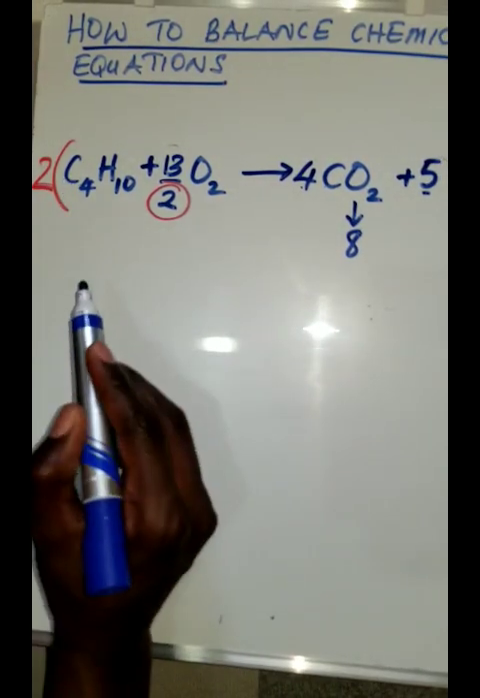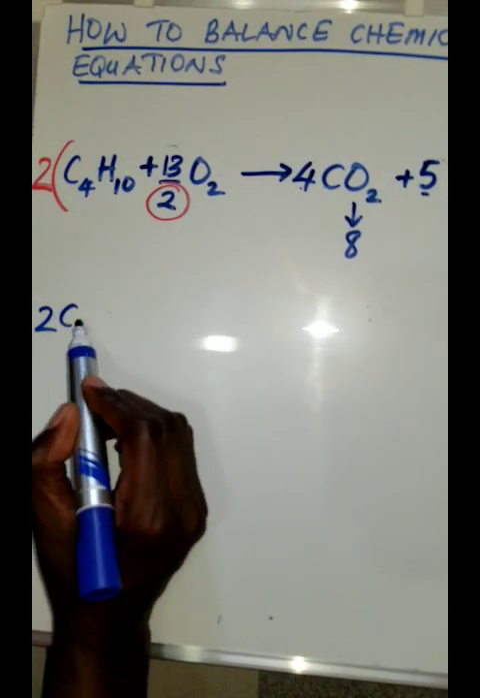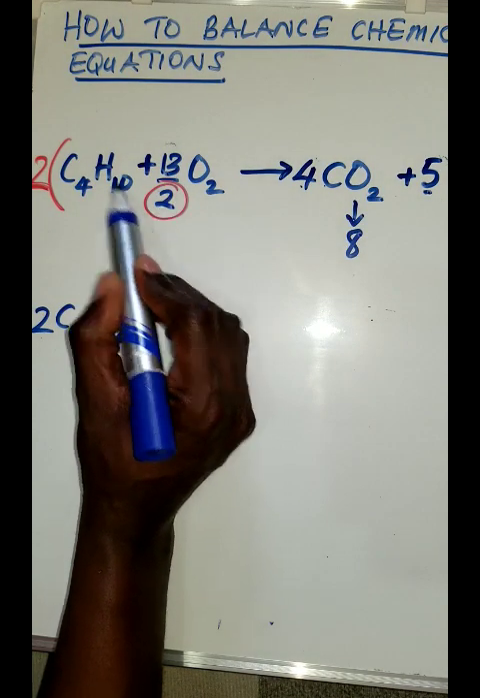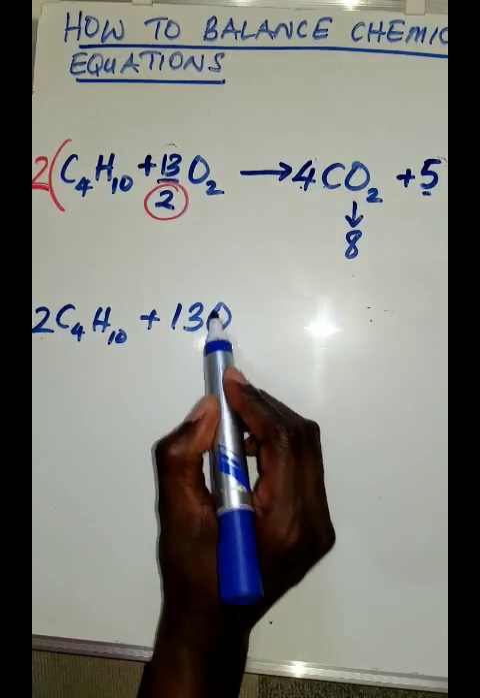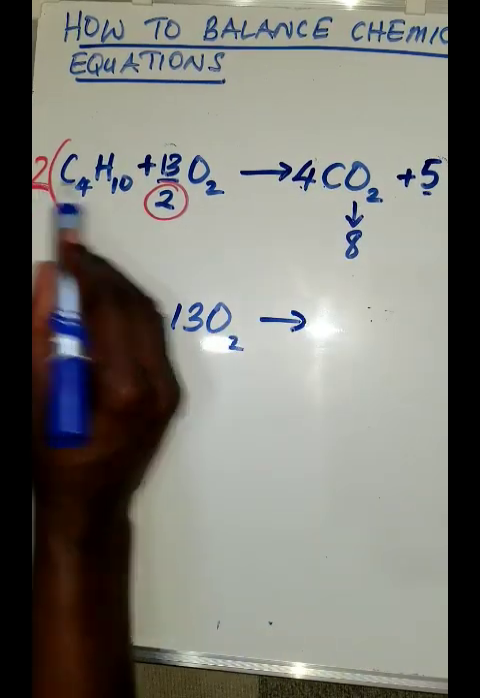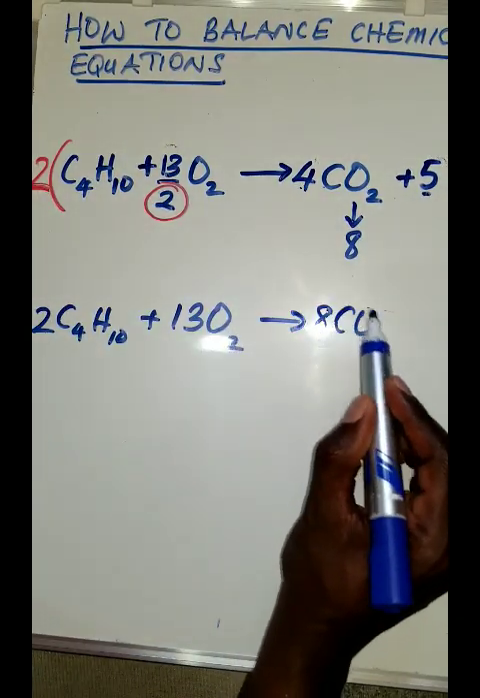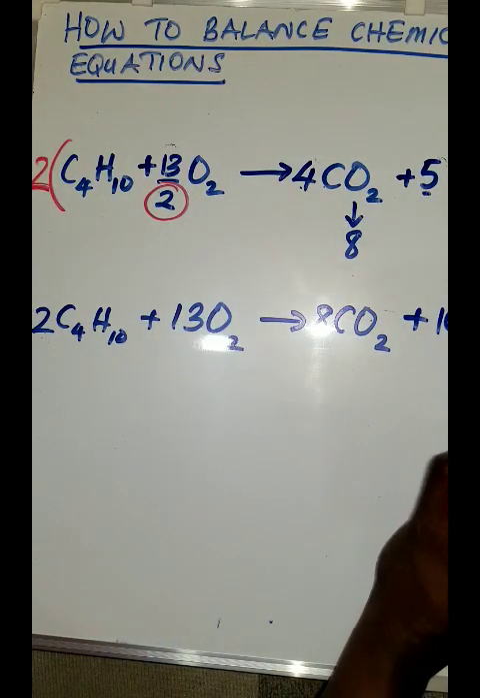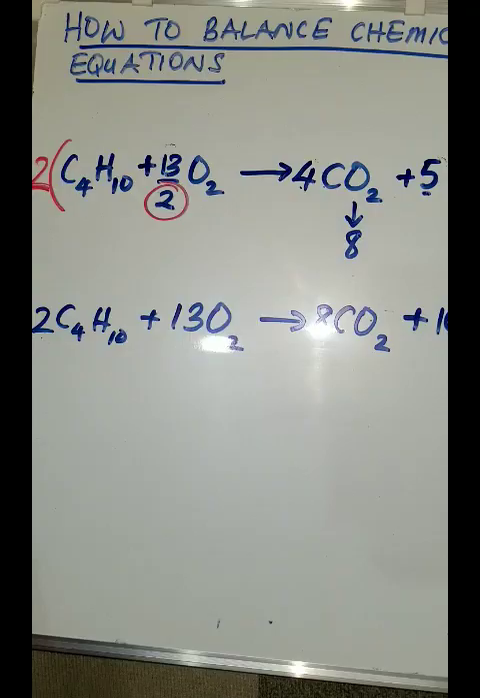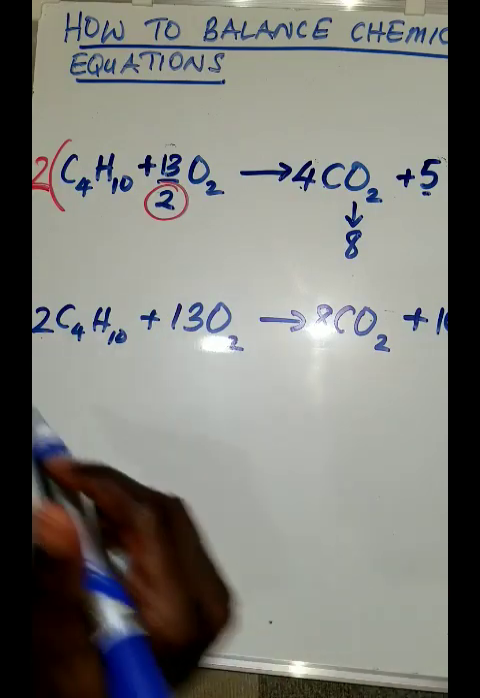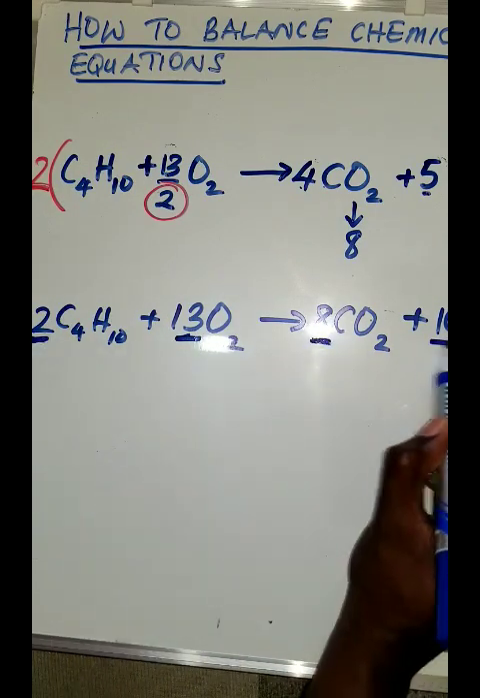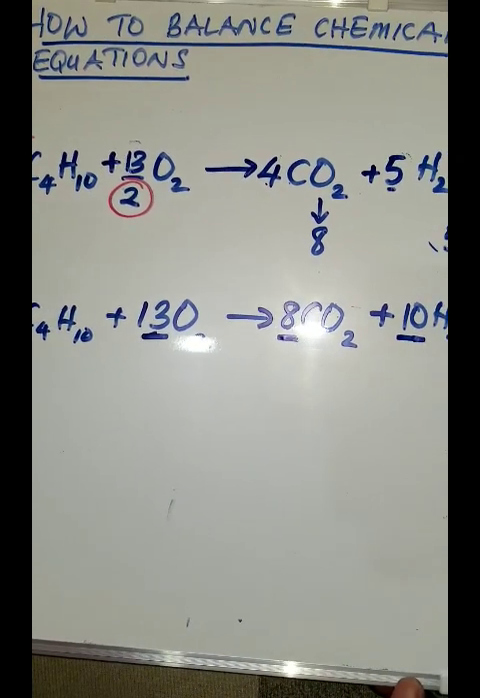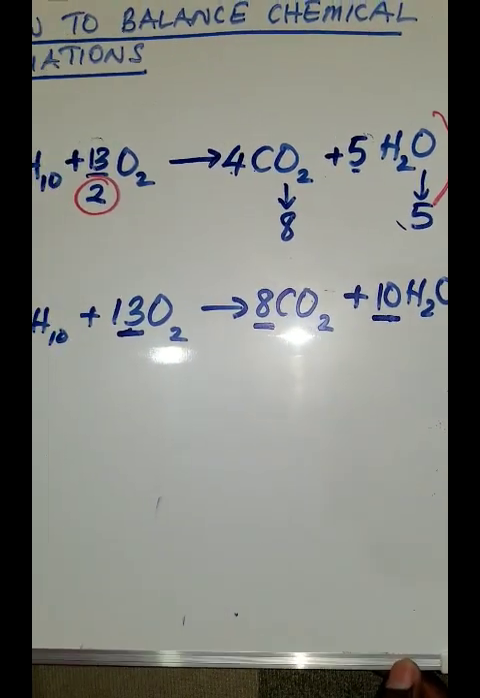So it will be 2 times that, so it will give me 2C4H10 plus 2 times 13 over 2. This will cancel, it will just be 13O2, and it will be 2 times 4 will give me 8CO2 plus 2 times 5 will give me 10H2O. So you can see what exactly you're having. So these are the new coefficients that balance the equation. We have gotten rid of any fractions that were there. So this is the way you can actually go about it.